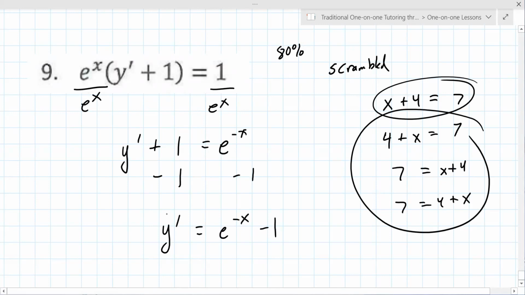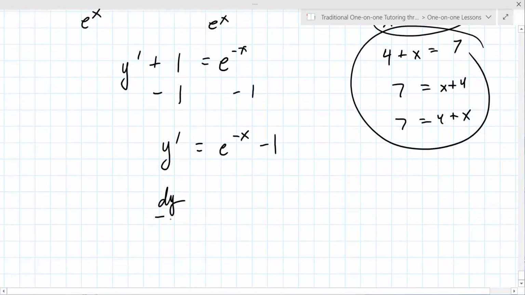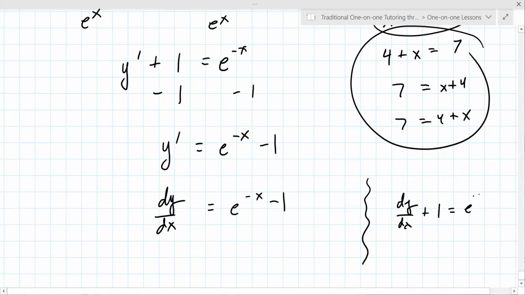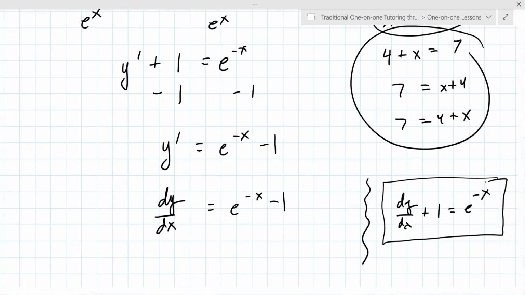You don't leave the 1 on the left, because the dy dx is held here. You have to break it out of this. So it would be wrong to write dy dx plus 1 equals e to the minus x. Although, believe it or not, this is called a linear first order differential equation that you can solve, but that's in another class.